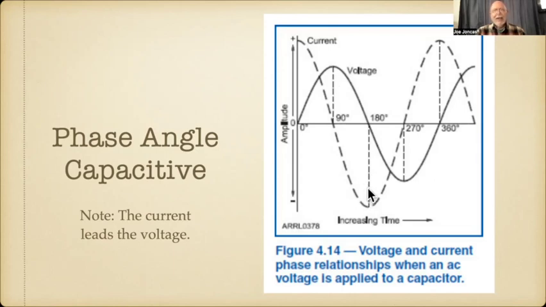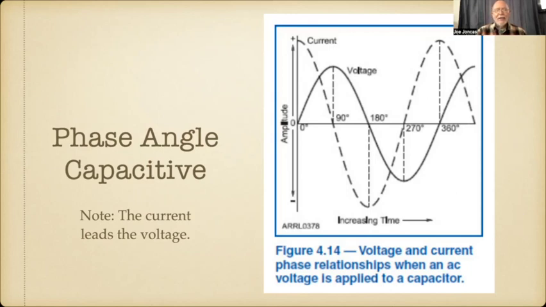Joe? Yes. And at that point, the capacitor is charged, right? At this point right here. Yep. At 90 degrees, it's charged. But the current is behind the voltage. So we say the current lags the voltage. And so that's the phase of it. It lags. It is behind the voltage.